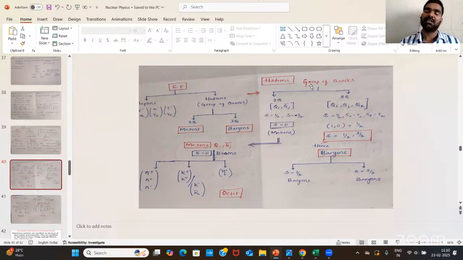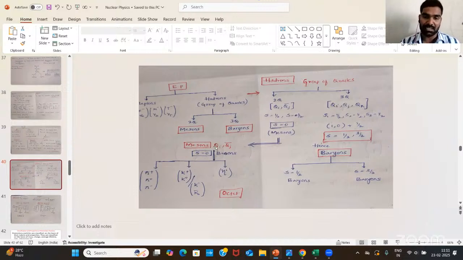Here, a group of quarks are called hadrons. These will be divided as 2q and 3q, nothing but mesons and baryons. Mesons have spin 0, but baryons have spin half and 3/2. So these are subdivided again as spin half baryons and spin 3/2 baryons. Remember this one. So what are mesons? Mesons have spin 0.